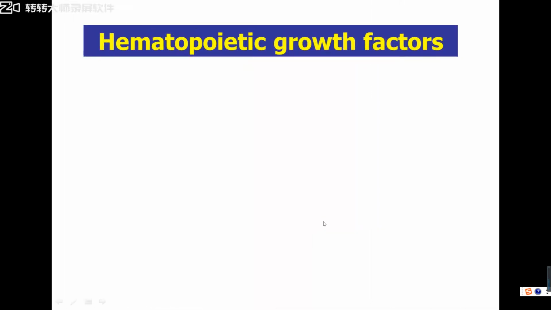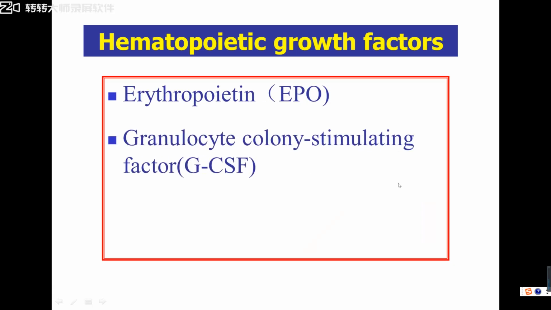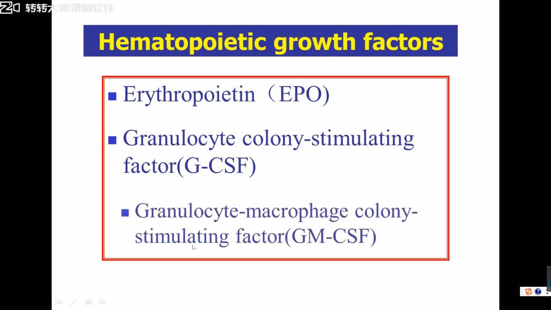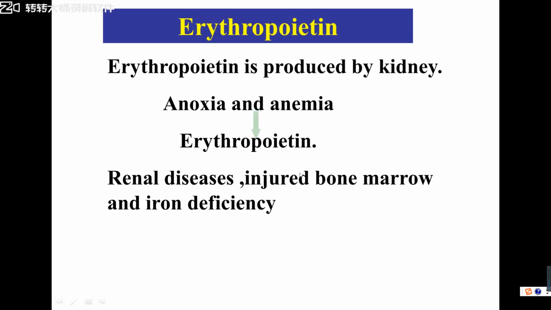The last part of the blood system is the hematopoietic growth factors, which include EPO, erythropoietin; G-CSF, granulocyte colony stimulating factor; and GM-CSF, the full name being very long, granulocyte macrophage colony stimulating factor. Of these growth factors, especially EPO is used in clinic. So let's study some.